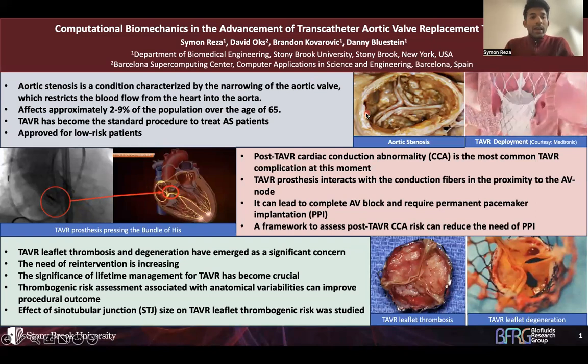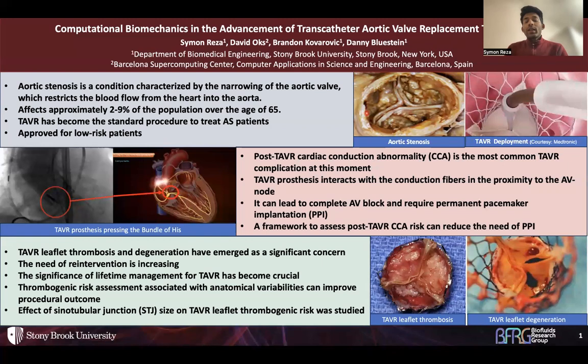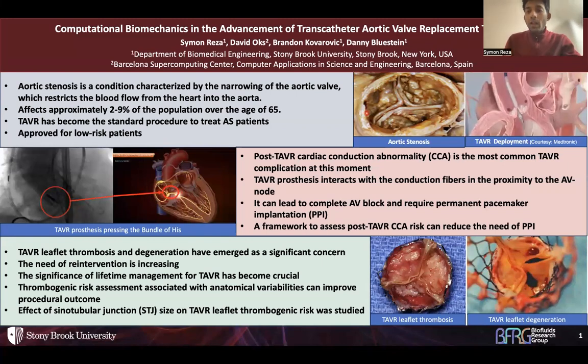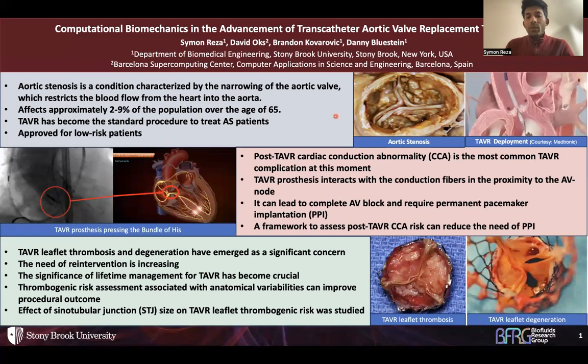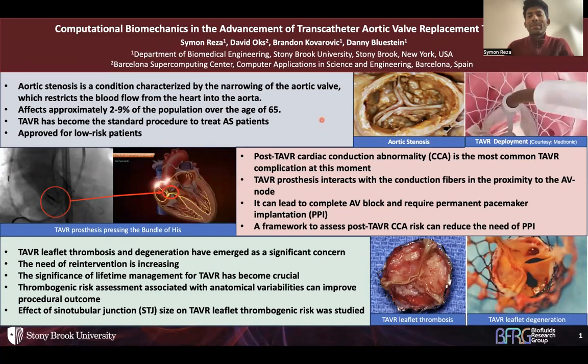So many of you know that aortic stenosis is a condition characterized by the narrowing of the aortic valve, which restricts the blood flow from the heart into the body. It affects approximately 2 to 9% of the population over the age of 65. There are several different ways to treat aortic stenosis patients. One is surgical aortic valve replacement, which is a highly invasive procedure. And the other one is transcatheter aortic valve replacement, which is a minimally invasive procedure.